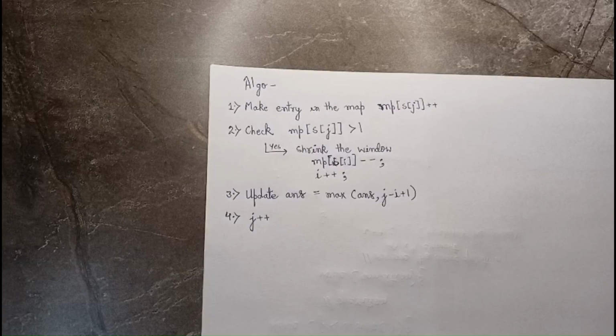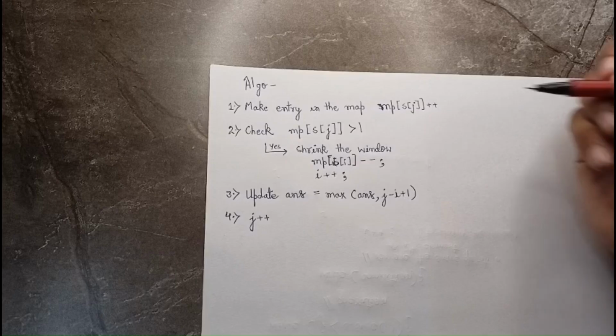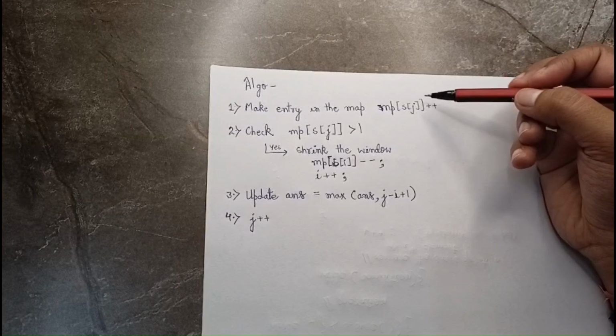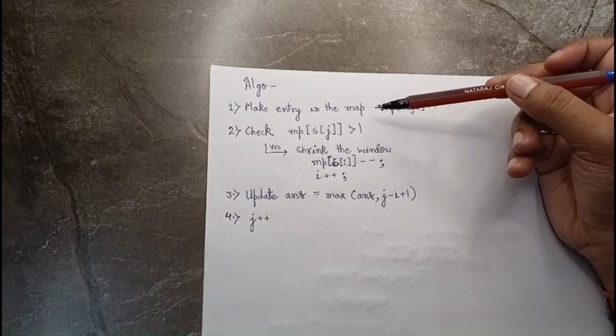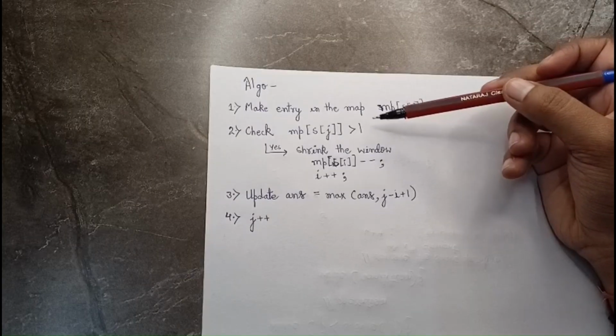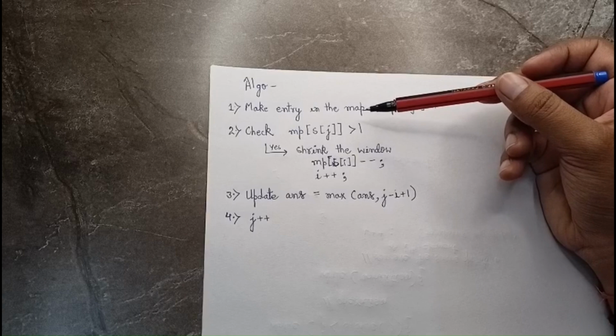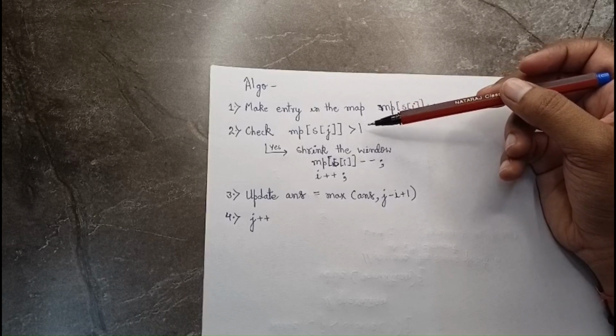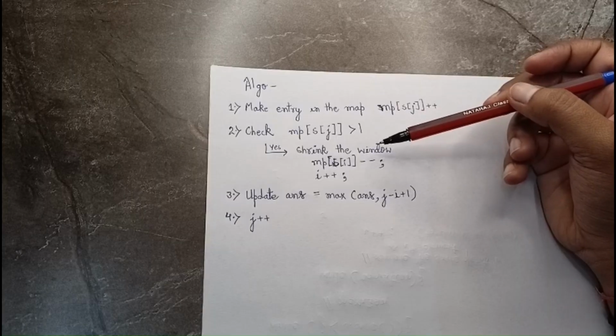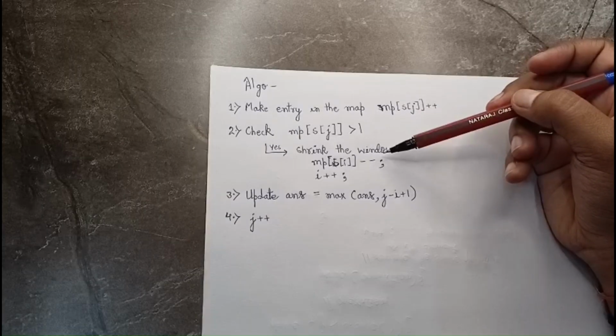So according to this question, to approach this by map and sliding window, you can have a handy look at the algo. So first we'll start, whichever character we encounter, we first make an entry of it. Then we'll check if the one we made an entry of has a frequency greater than 1. That means it is a duplicate in the current window. Then what we'll do, we'll shrink the window.